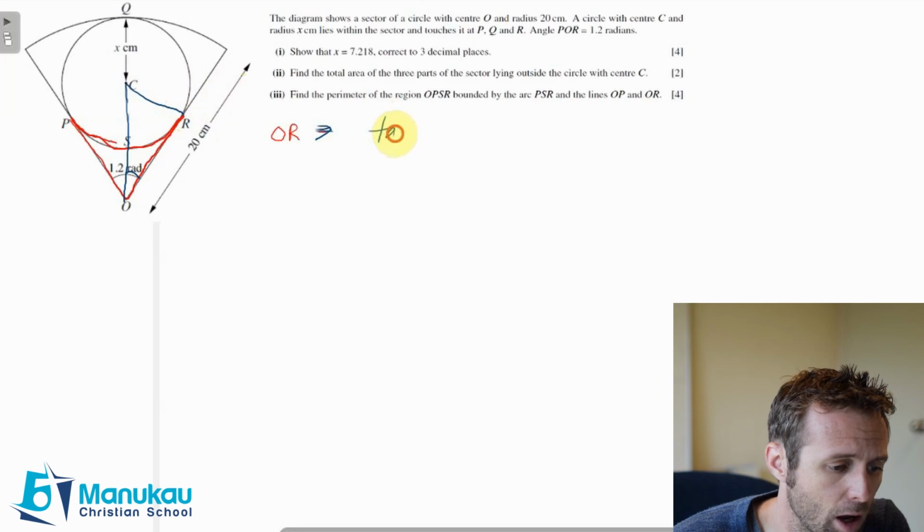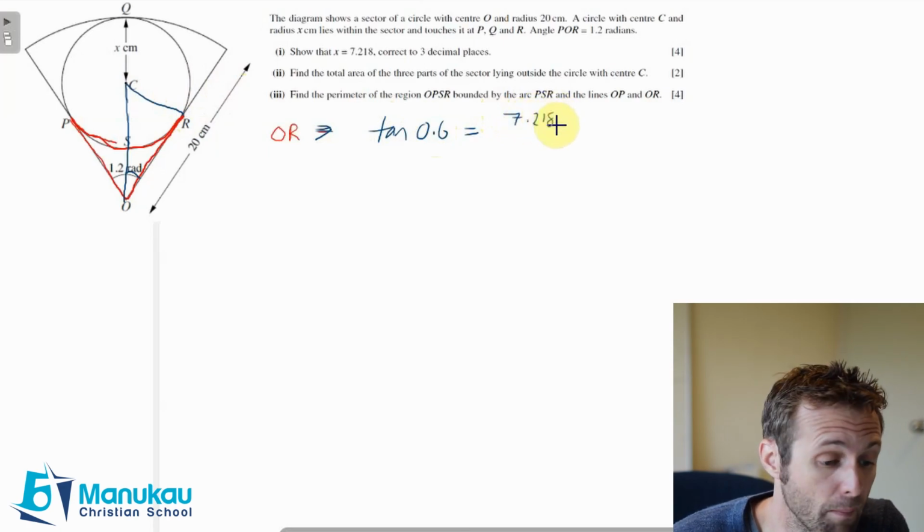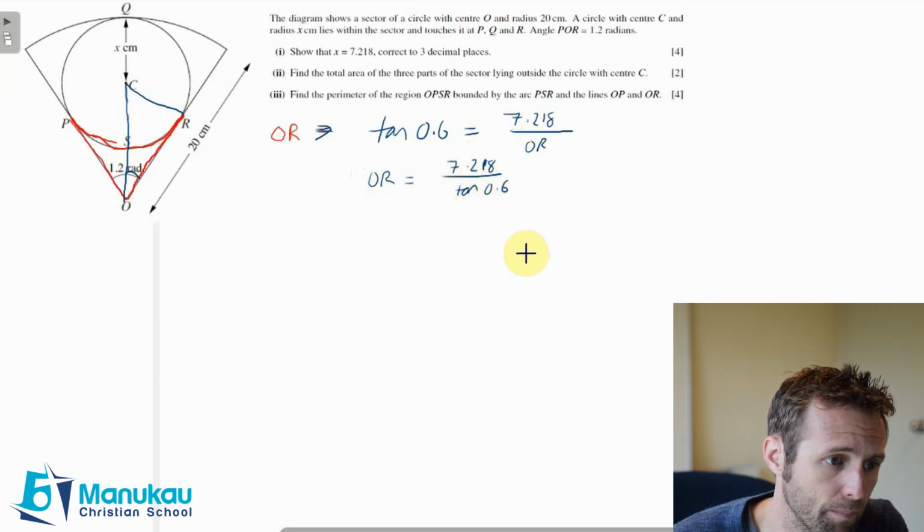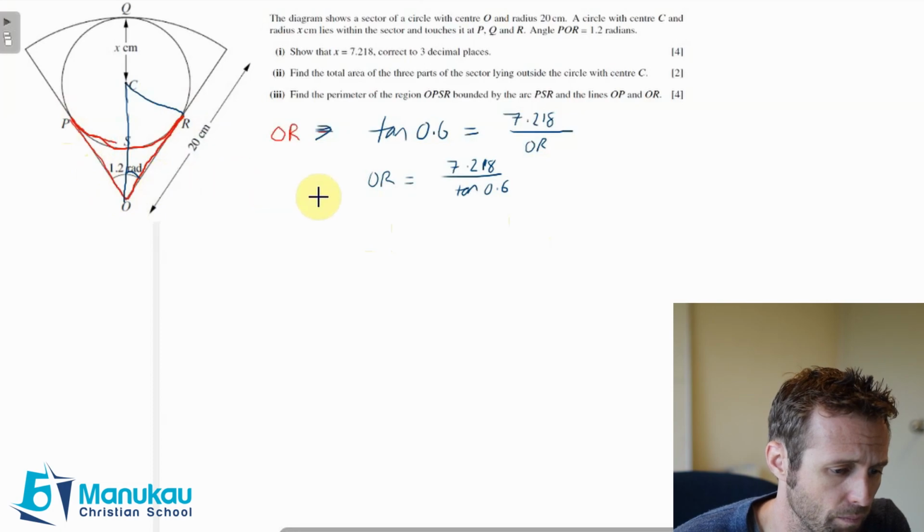We could say tan 0.6 in radians is equal to the opposite, which is CR, which we know to be 7.218, etc., all over OR. We rearrange. So OR must equal 7.218 all over tan 0.6. Okay. We're going to need 2 of those because we've got OR and we've got OP. So we're going to need 2 of those.